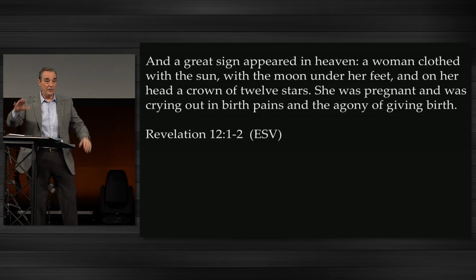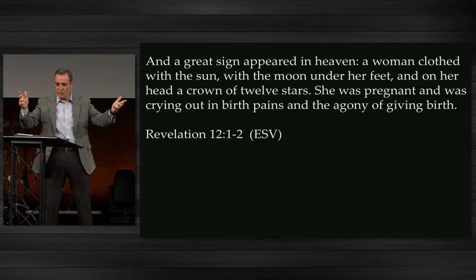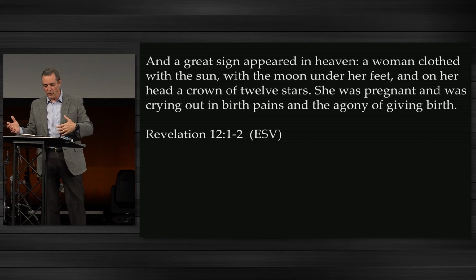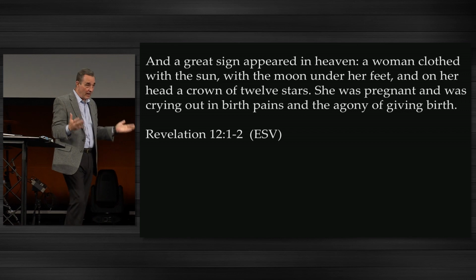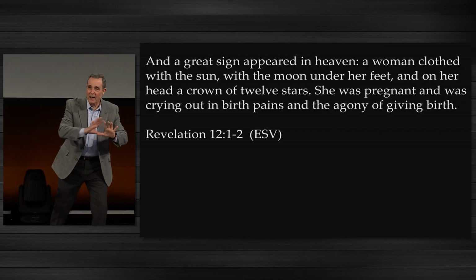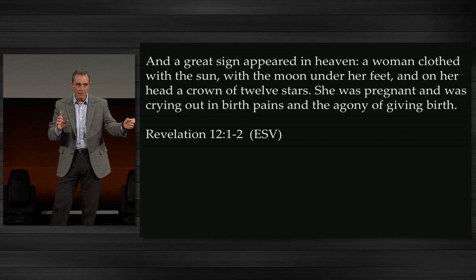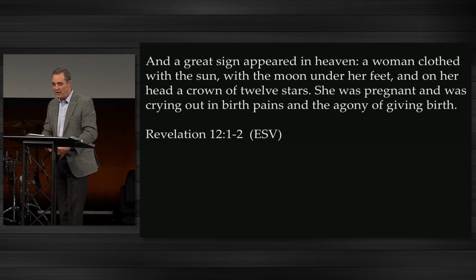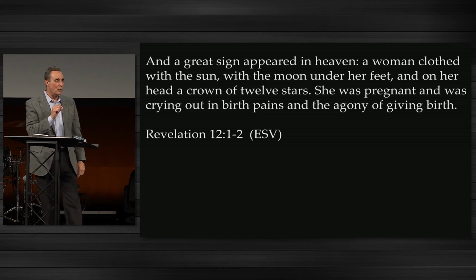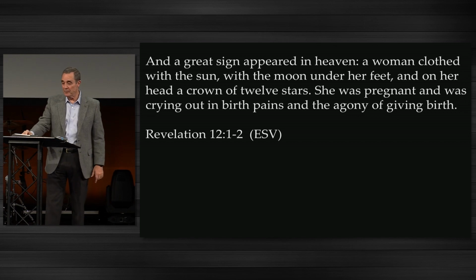Now here he sees this vision of a very specific woman. Not too many women are clothed with the sun, moon under her feet, and on her head a crown of 12 stars. That's the way my wife looks most of the time. But I'm just saying to you, this is a very specific woman, but remember that. And she's pregnant, and she's about to give birth. So who is this woman? This is a vision, and it's representative of something.